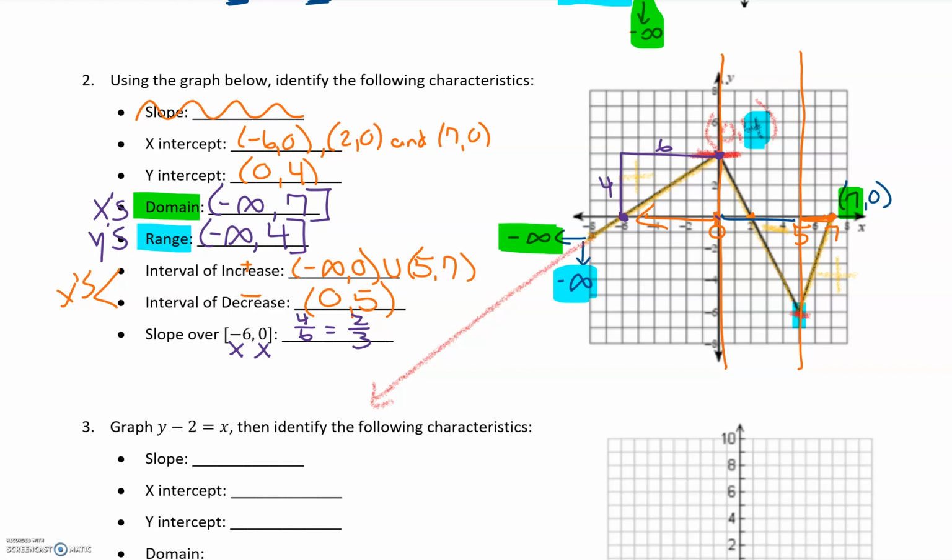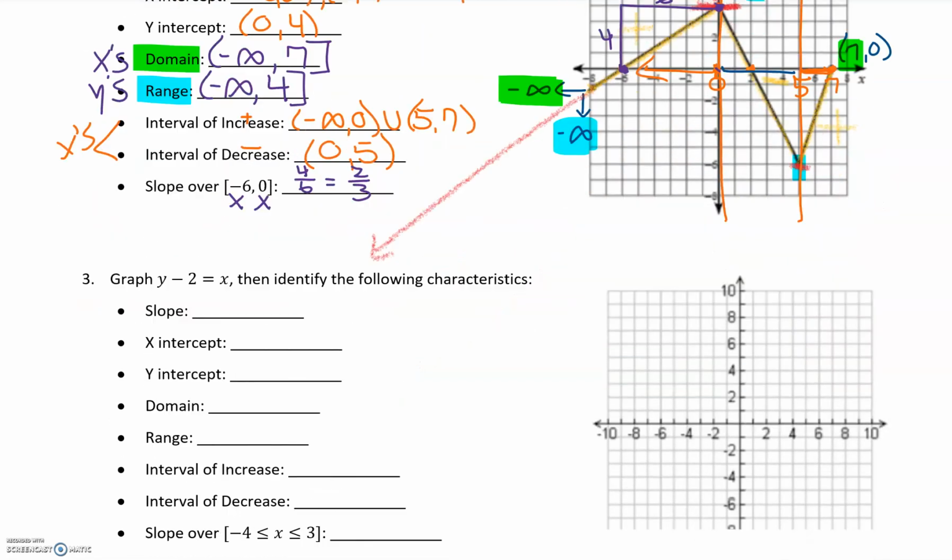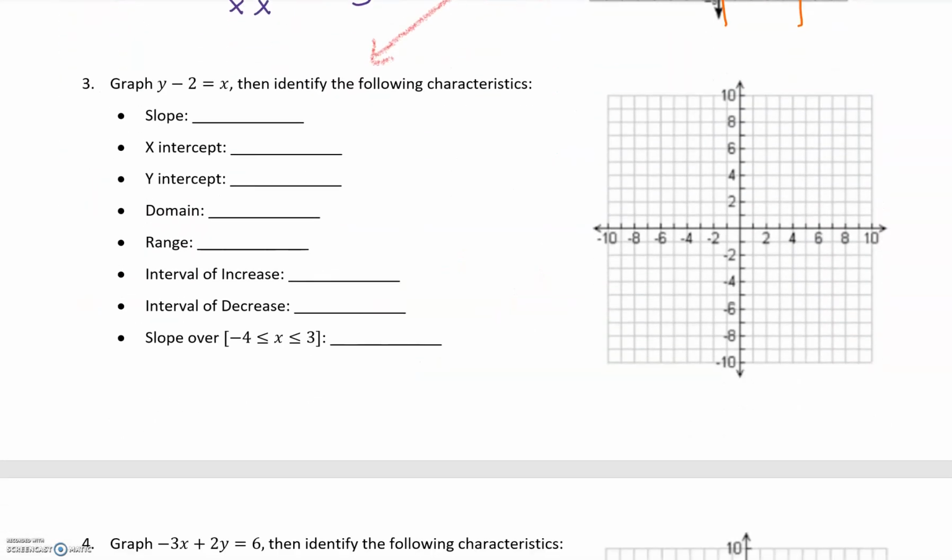All right, now that we've gone over those, this one here is asking us to graph the equation. I'm going to help you graph it, and then I'm going to help you graph the next one, and then I want you guys to go find the characteristics and then check back. So let's graph this together. In order to graph this equation, we need to get it in y equals mx plus b, so that means add 2 to both sides.